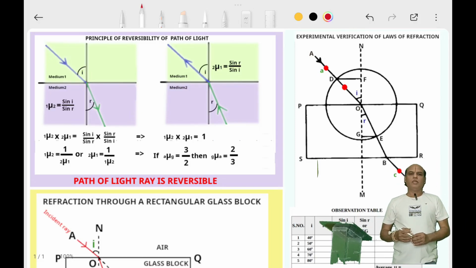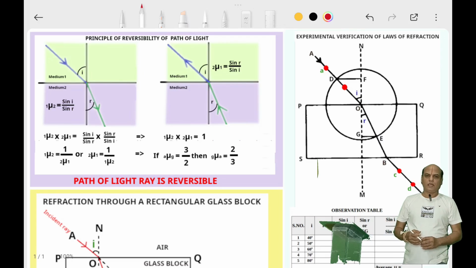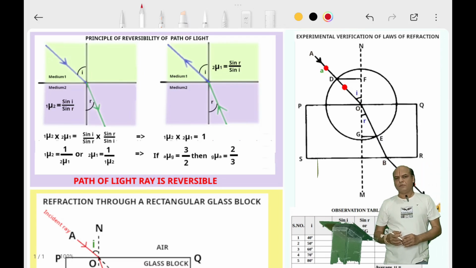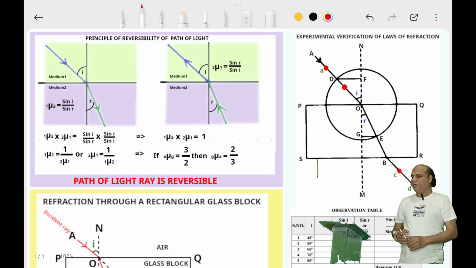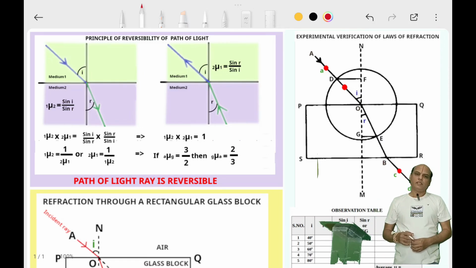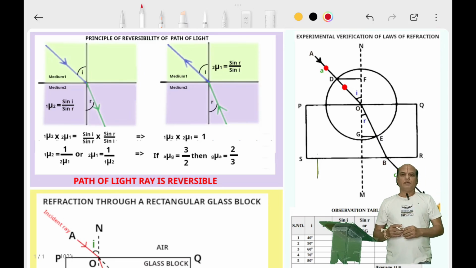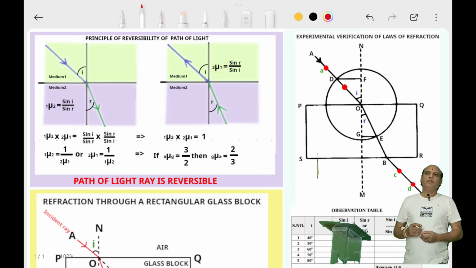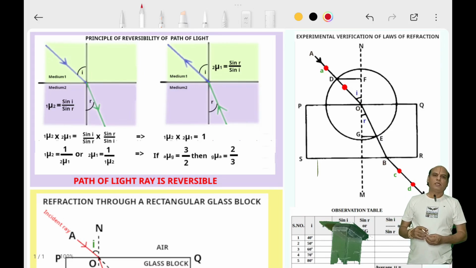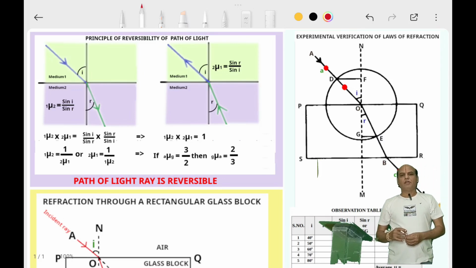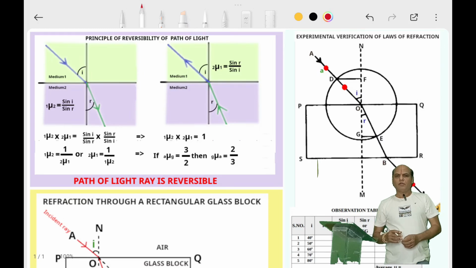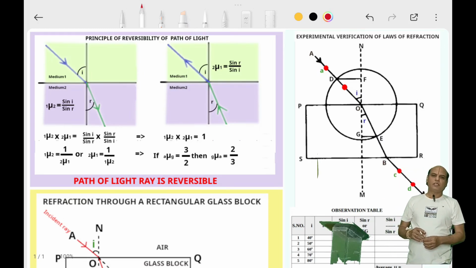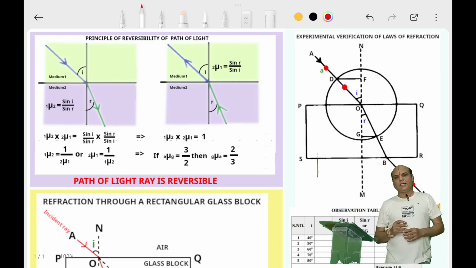Today we will discuss further topics in light. The next topic is the principle of reversibility of light. We have seen how light behaves when it travels from one medium to another, the aspects of refraction, and the relationship between various properties of light, that is lambda, wavelength, mu, refractive index, and velocity v. We have seen all those things. Now, today we will discuss the principle of reversibility of a light ray.